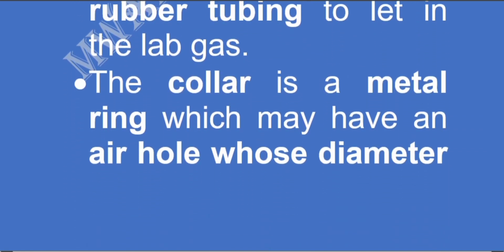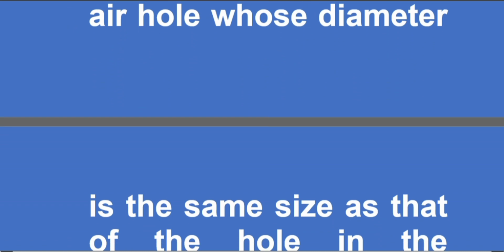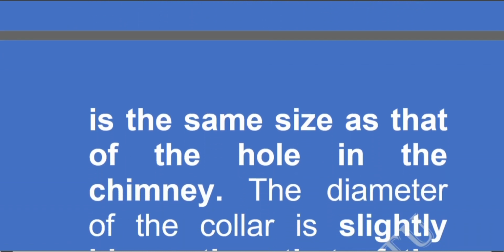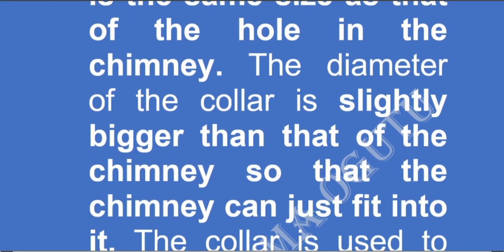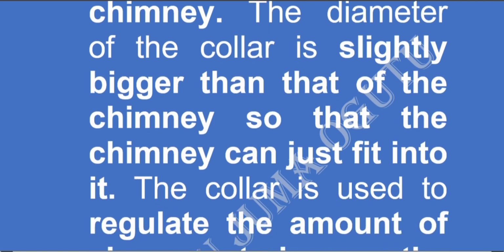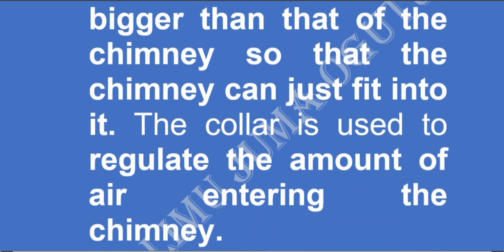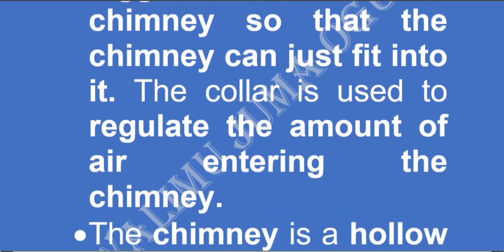Now the collar is a metal ring which may have an air hole whose diameter is the same size as that of the hole in the chimney. The diameter of the collar is slightly bigger than that of the chimney, so that the chimney can just fit into it. The collar is used to regulate the amount of air entering the chimney. The collar is just a ring that regulates the amount of air that enters the chimney.